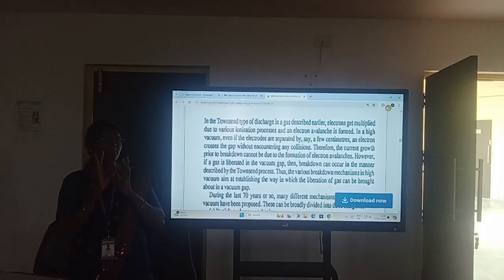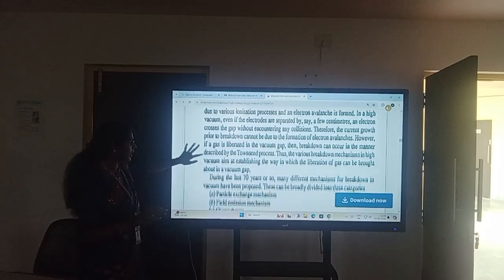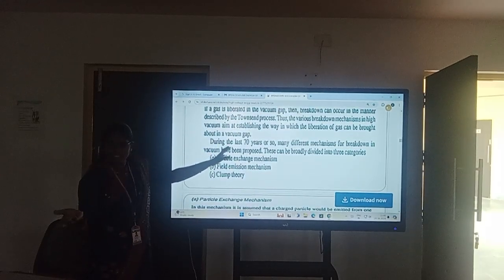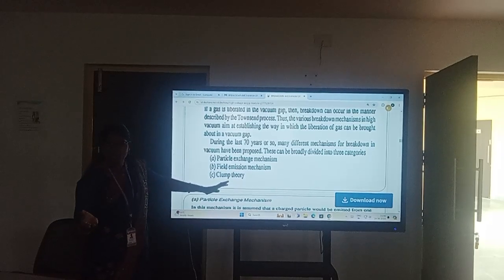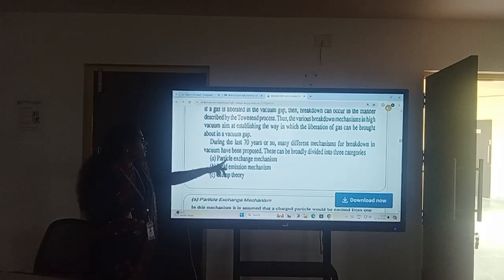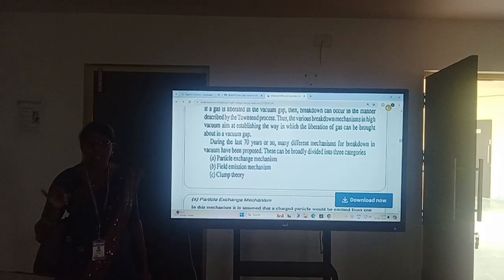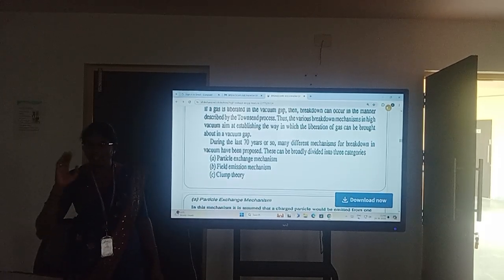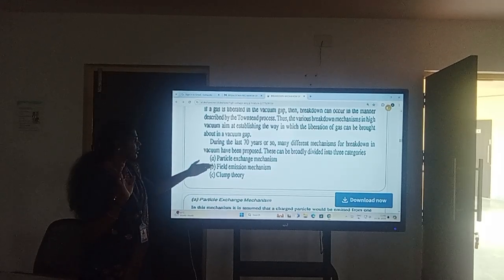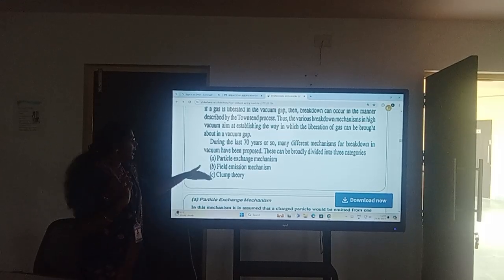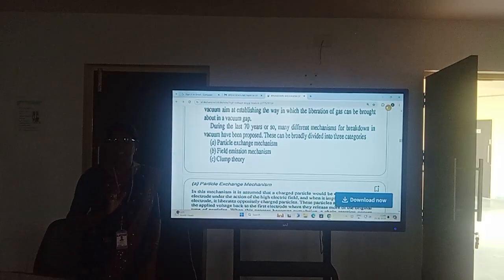Okay, so three types of vacuum breakdown are available. We will be studying that. In the past 70 years, these three types of vacuum breakdown have been available. The first thing we will be studying is the particle exchange mechanism, how the particles are getting exchanged between anode, electrons and cathode. The next theory is the field emission mechanism, and the third theory is the clump theory.